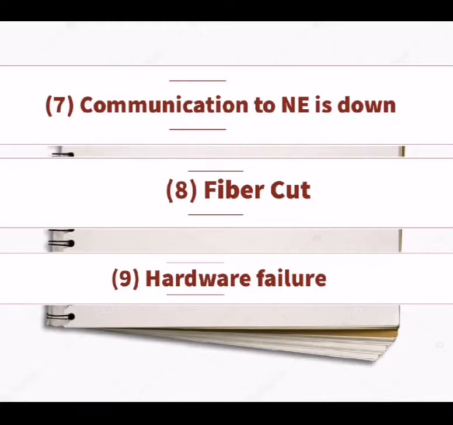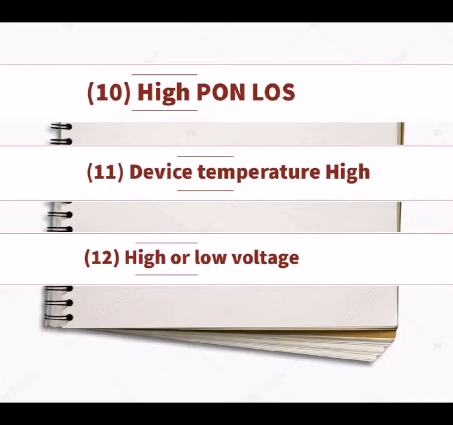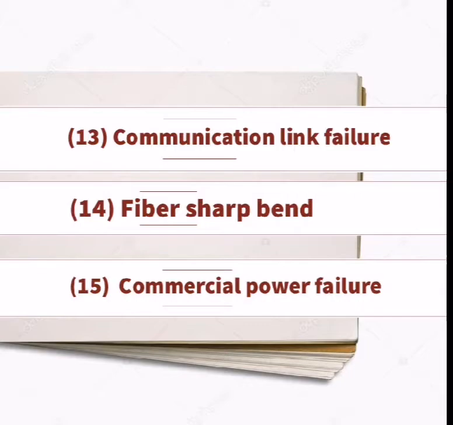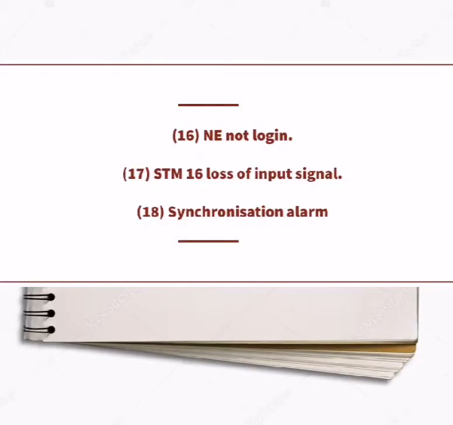And next one, high PON loss means passive optical network loss, device temperature high, high or low voltage issue means power fluctuation, communication link failure, fiber sharp bend, and commercial power failure. So I add some notes in this video lecture, and I added total 19 or 20 alarms in details. So start from the first one.